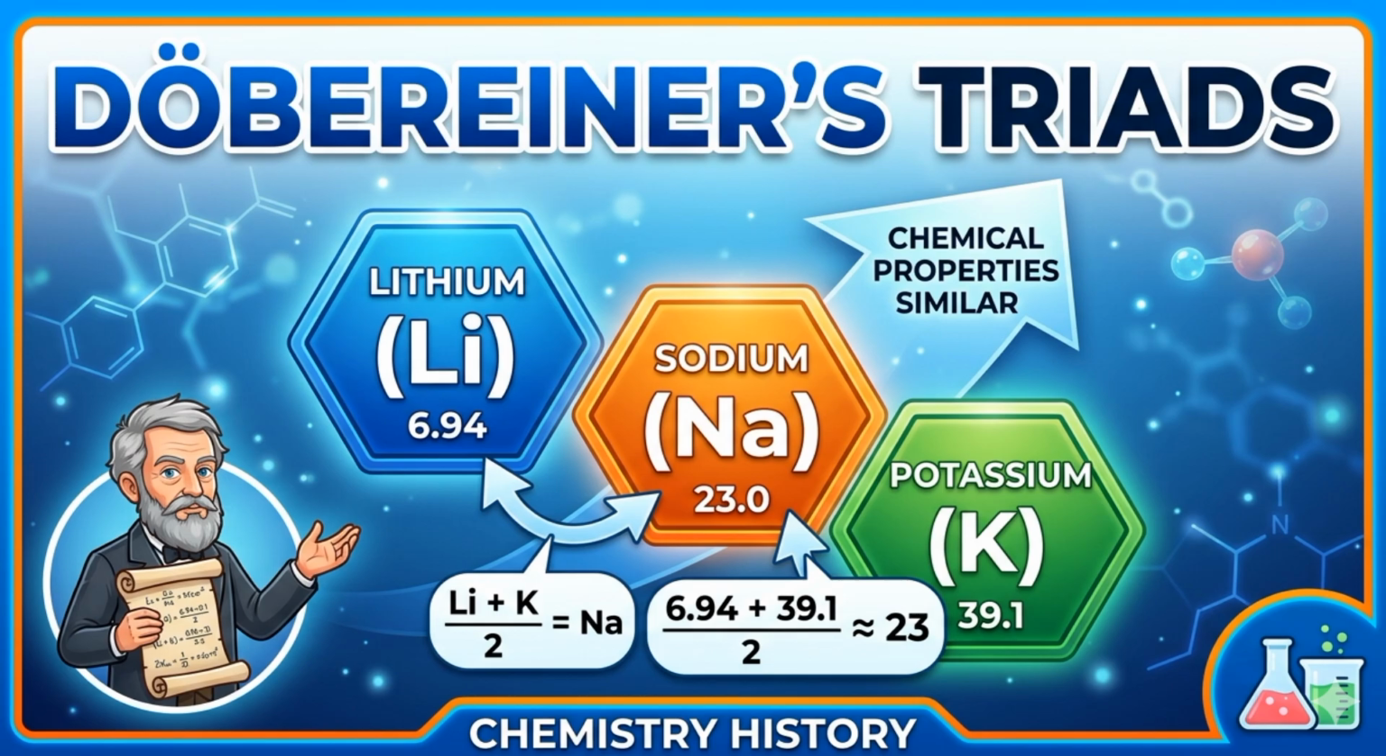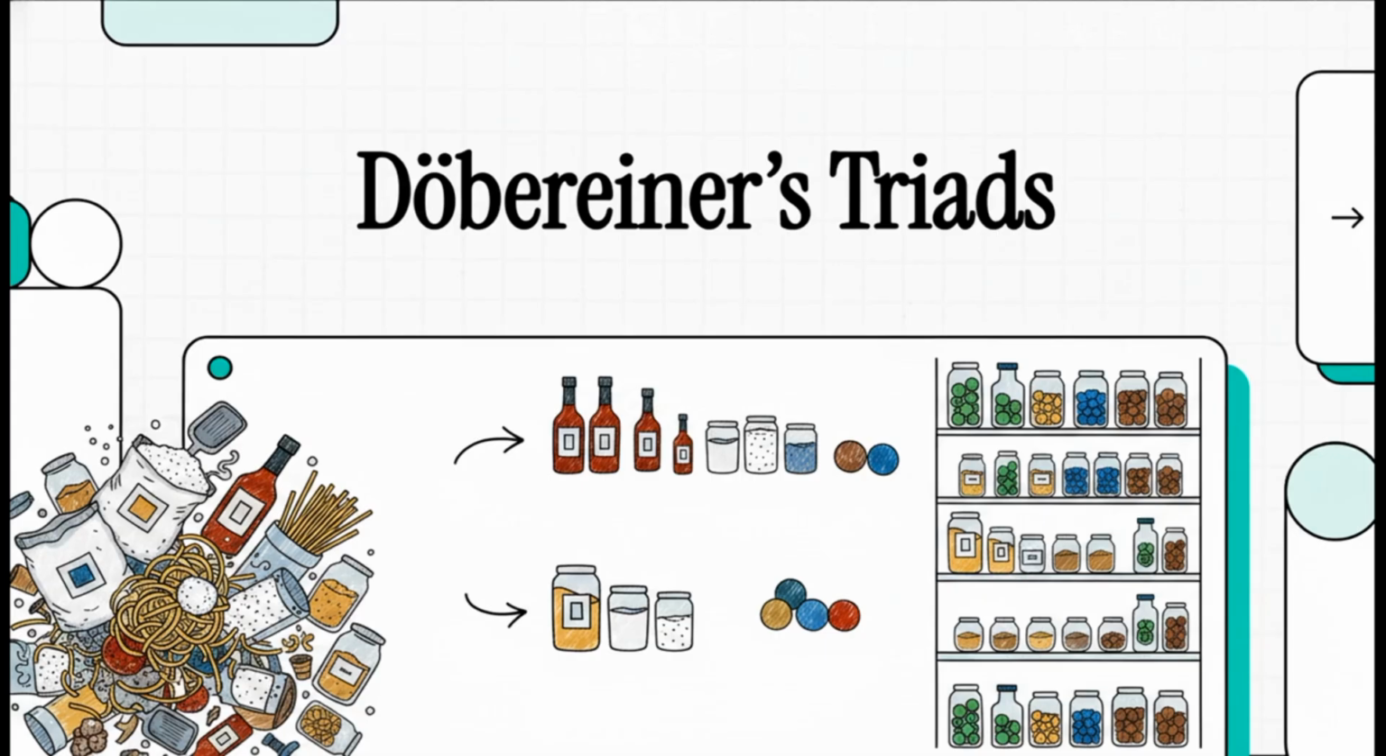So jump in the time machine with me for a second, because in this explainer, we're taking a chronological journey all the way back to the year 1817. Now, I want you to imagine walking into a kitchen to cook this massive, elaborate feast, but the pantry is just a complete disaster. I mean, ingredients are thrown everywhere, you've got flour sitting next to the hot sauce, sugars mixed in with the dried pasta, and literally nothing makes sense.